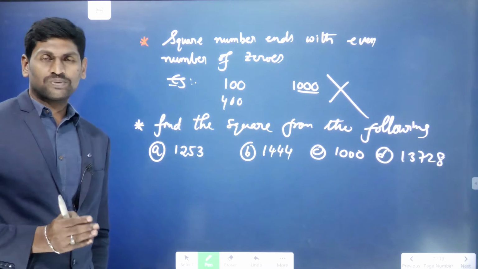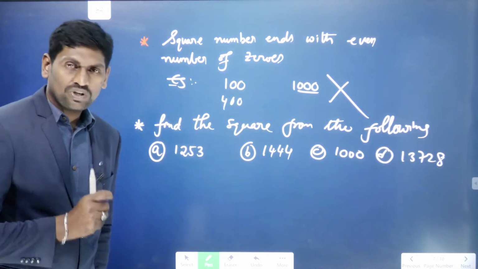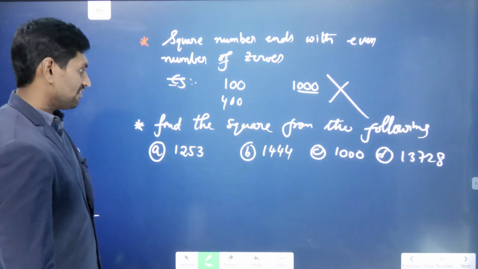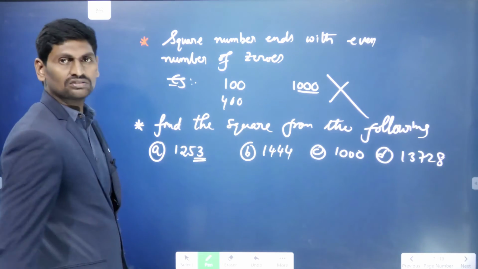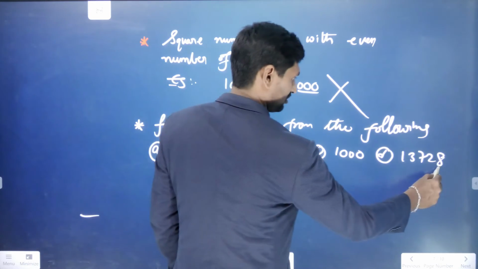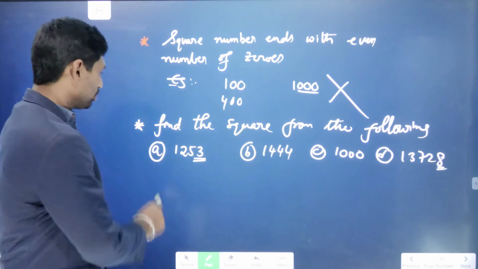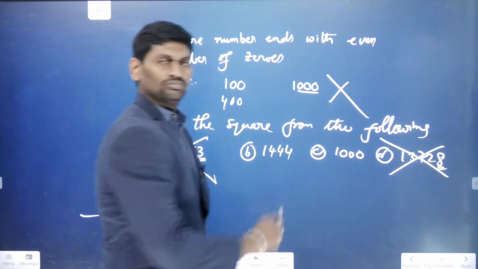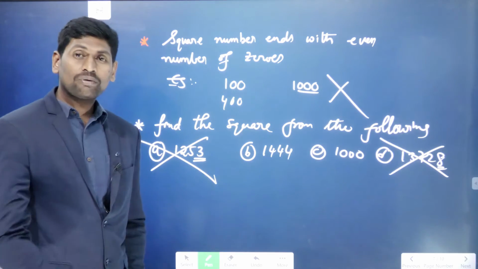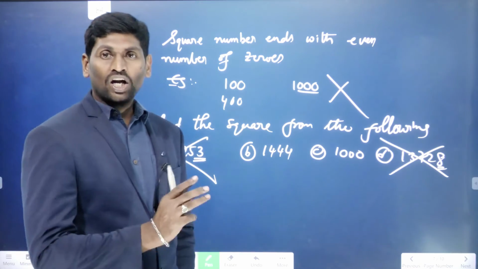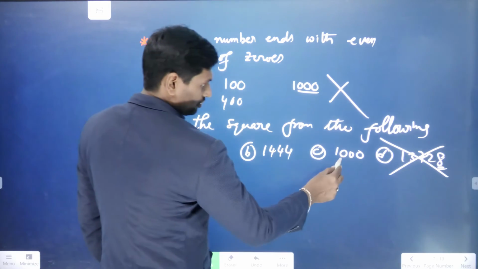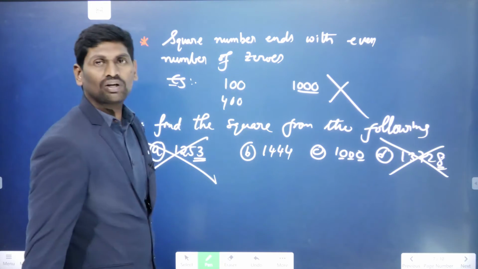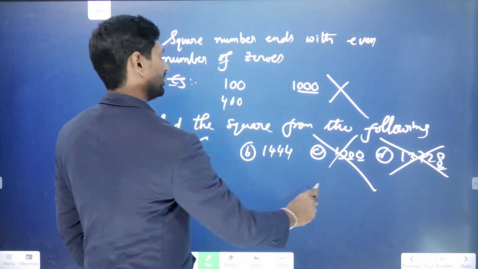So go through the options using the properties. The square number never ends with the digit 2, 3, 7, 8. 3, 8. So two options are eliminated. Still two options. Second property, it should not contain an odd number of zeros. 1, 2, 3. Odd number of zeros. So this is also eliminated. What is the answer?